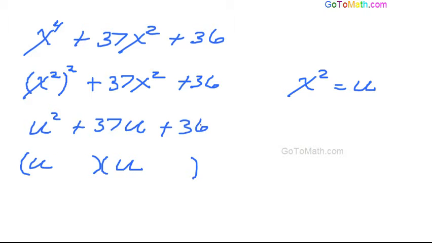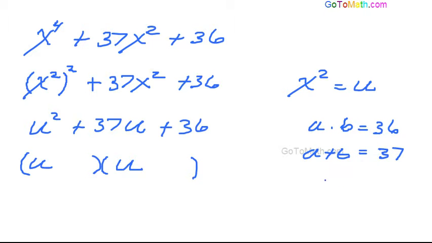Now we need two numbers to multiply together. Let a and b be the two numbers. When multiplied together, we get 36, and then when we add a plus b, we get 37. So let's take a look at, let's break this 36 up.